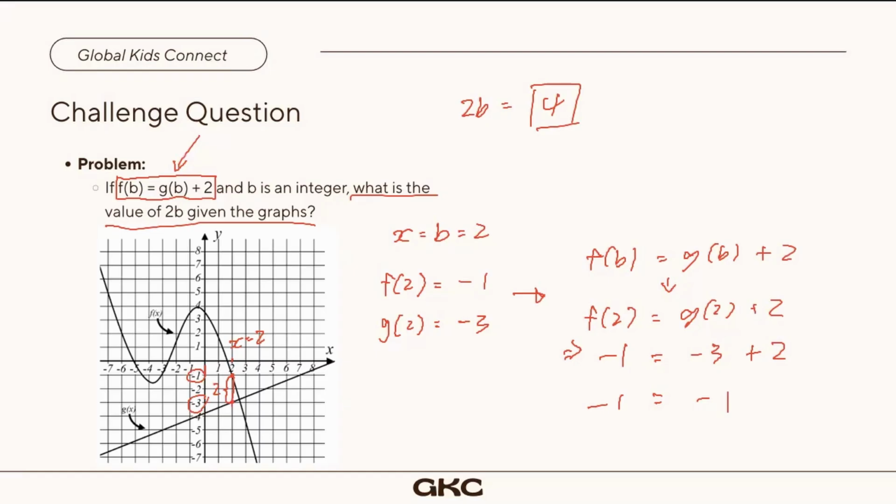And therefore, all we need is the b value, which is also the x value. And so we can see that our x value at that point was 2. And so we can say that b is equal to 2. And that's how we find this value for b. And then after we know this value, we can plug it in to 2b so that we get our final answer of 4.